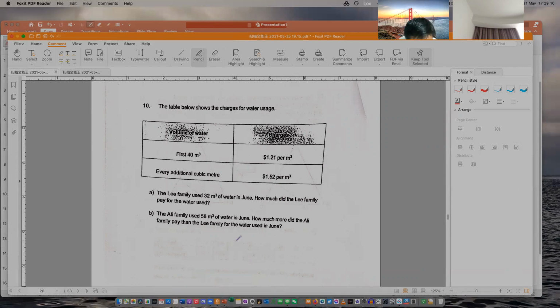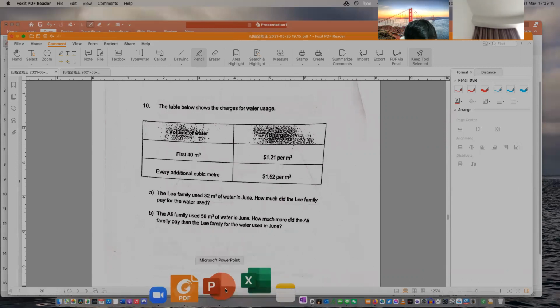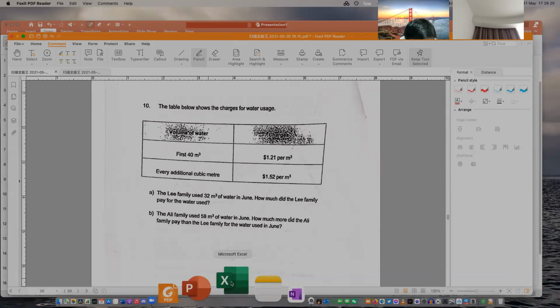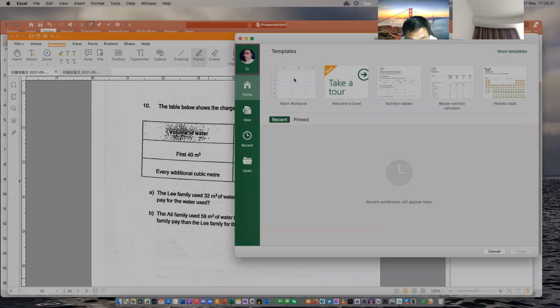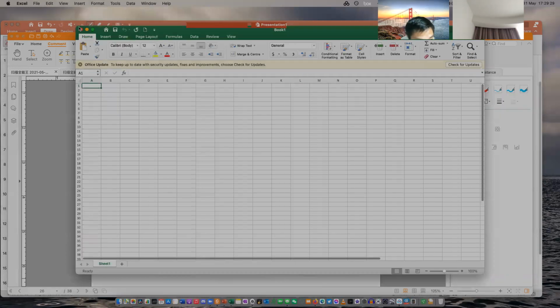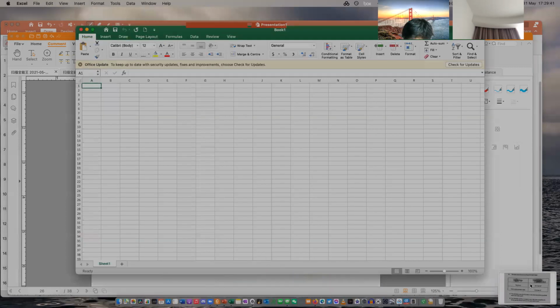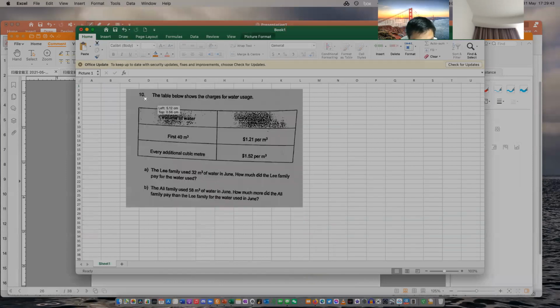I think a lot of students seldom use Excel. They use PowerPoint a lot, and they also use Word a lot, and they seldom use Excel. So I just want to demonstrate to you that you can actually use Excel. I use Excel as my calculator, by the way. So let me show you how you can use Excel to do questions. Let me crop this out first. Excel is very good for you to use if you are doing this type of calculation question.